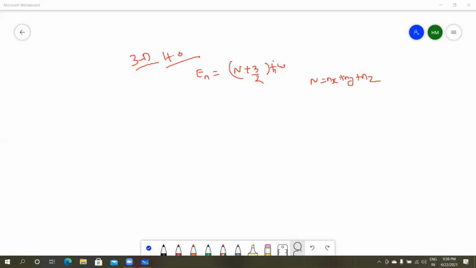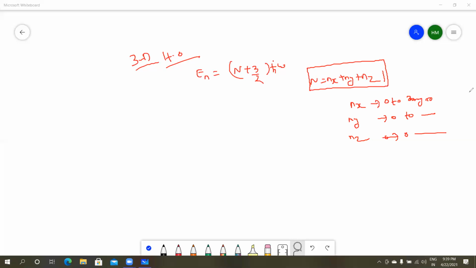So that combination you have to keep in your mind. nx plus ny plus nz equals capital N. This capital N corresponds to the quantum numbers. So what are the values of nx, ny, and nz? nx can go from 0 to any number. ny can go from 0 to any number. nz can go from 0 to any number.